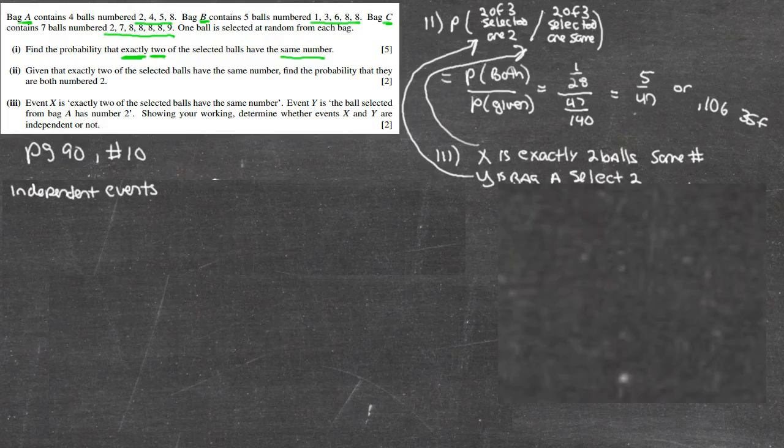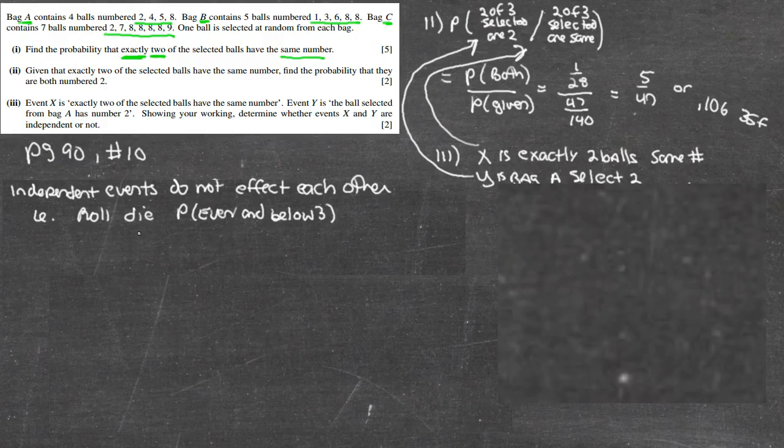And we'll do an example with a die. The first thing you remember is that independent events do not affect each other. For example, if we roll a die, and I want the probability of getting an even that is also below 3. Well, if I take a look at the evens, I've got 2, 4, and 6, and below 3, I've got 1 and 2.